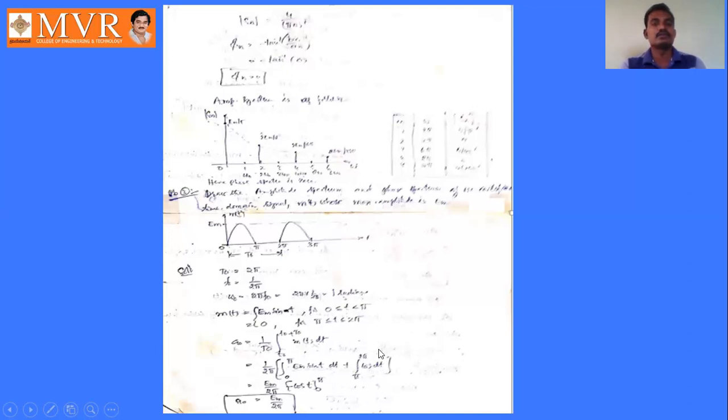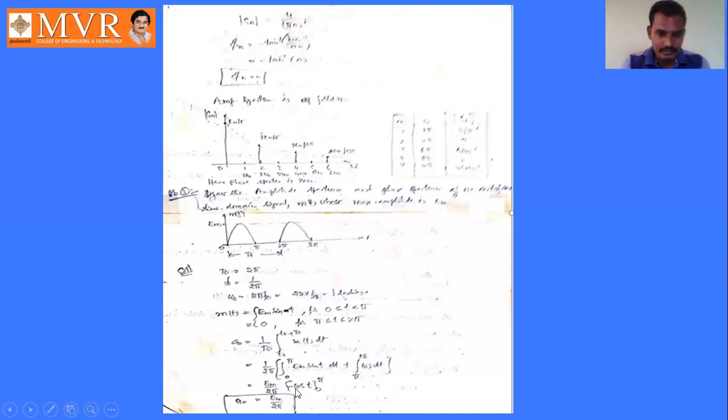This is a 0. So only we have Em by 2 pi integral 0 to pi Em sin t dt. So Em is constant, extract it. So Em by 2 pi into integral 0 to pi sin t dt. Integral sin theta d theta is minus cos theta. So minus cos t with limits 0 to pi.